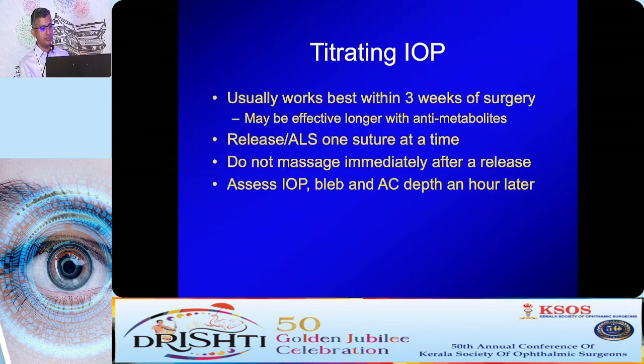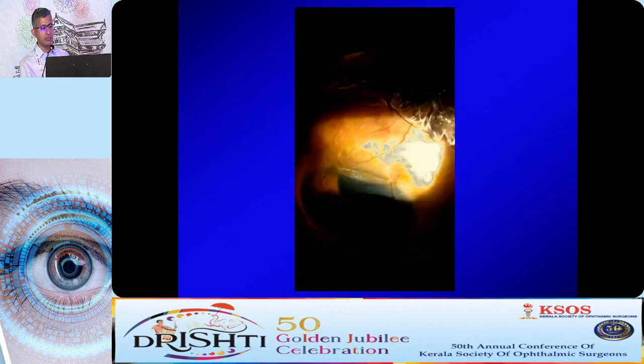So when you want to titrate the intraocular pressure, basically what you're doing with your sutures post-op, usually it's best if you do it within 3 weeks of surgery. It may be a little more effective with antimetabolites, you may be able to push it a little bit longer, but whenever you release or do anything to the suture, do it one suture at a time. Do not massage immediately after release, and assess your IOP and bleb and AC depth an hour later. So play this video, please.